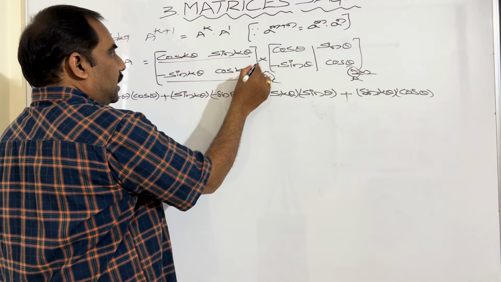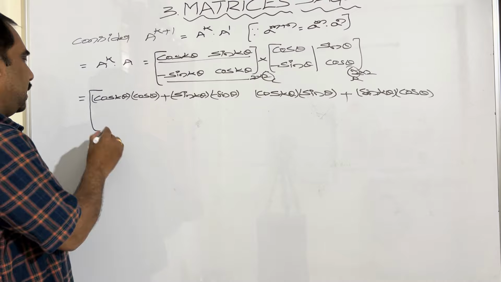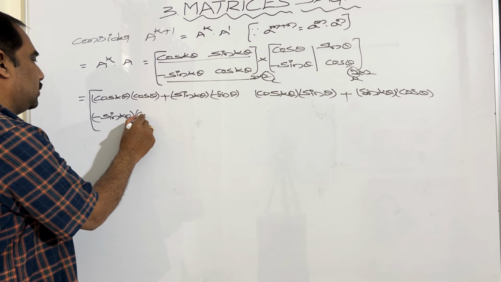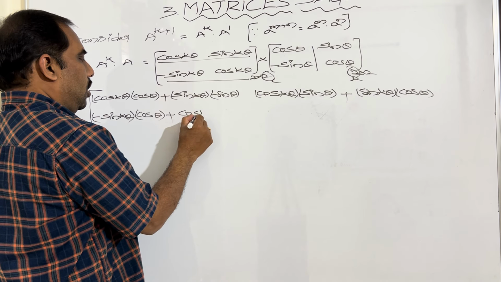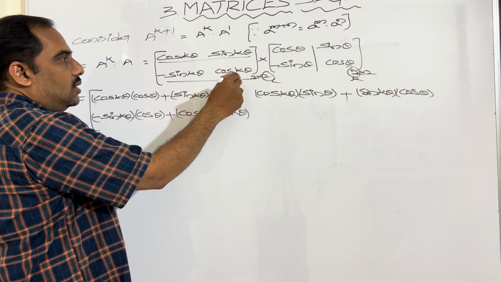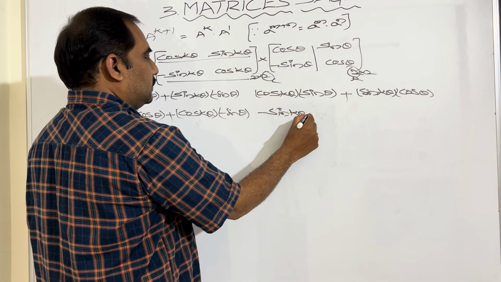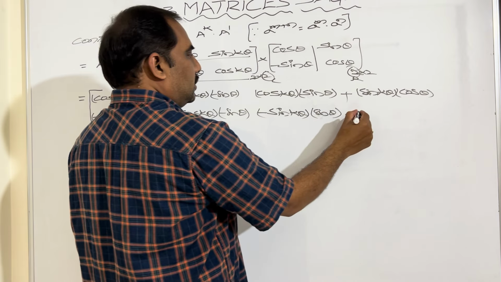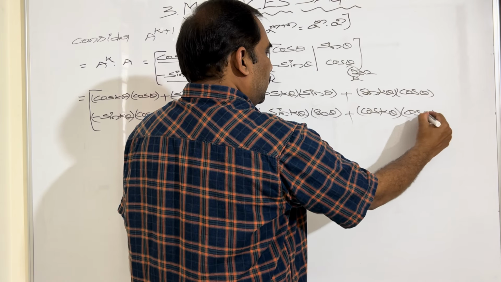Similarly, now multiply the second row of the first matrix with the first column of the second matrix: minus sin k theta into cos theta, plus cos k theta into minus sin theta. Now second row, second column: minus sin k theta into sin theta, plus cos k theta into cos theta. Now we get the matrix like this.